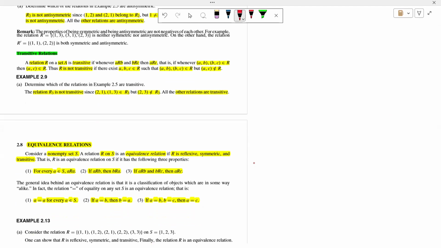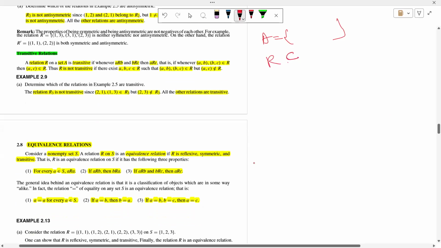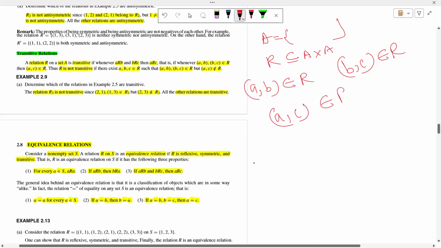Okay, transitive relation means you have, let's say, a set A with a number of elements. There is a relation R, which is a subset of A cross A. Transitive means you have an ordered pair (A, B) belonging to R. Similarly, you have an ordered pair (B, C) belonging to R. Then definitely you have an ordered pair (A, C) also belonging to R. If you satisfy this condition, then we can say this is a transitive relation.